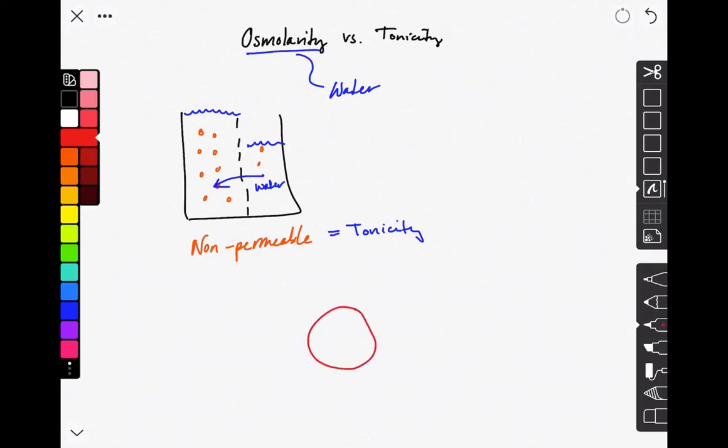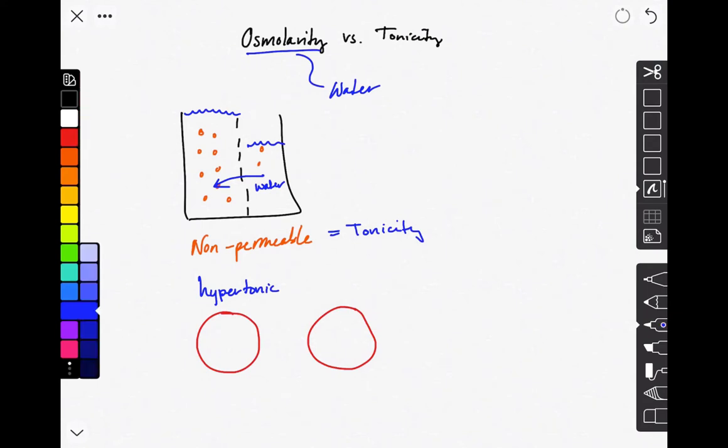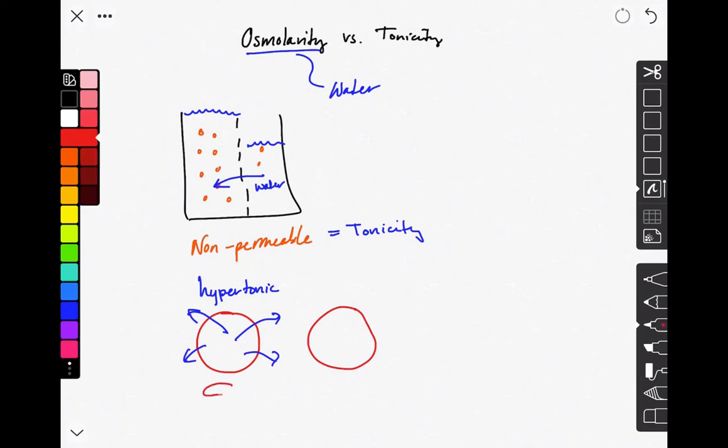Physiologically, this movement of water is important when we consider something along the lines of a red blood cell. You can imagine that if we were to take that cell and place it into a hypertonic solution, this is a solution that has more non-permeable particles outside than inside, then the water would rush out, and this would very, very quickly cause the cell to shrivel up.